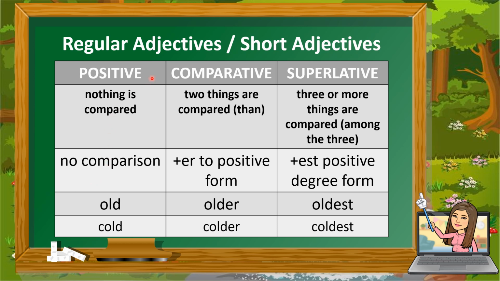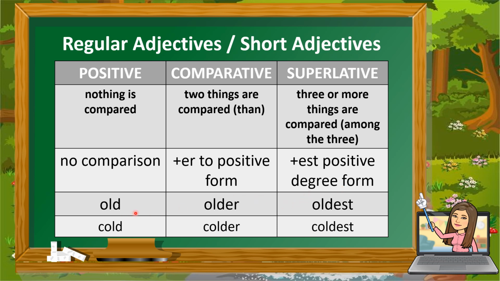Remember, in positive degree, there is no comparison. You're not going to add anything at the end of the adjective, all right? So in comparative degree, children, if it is regular or short adjectives, you are going to add er at the end of the adjective, all right? Next, superlative degree, you are going to add est at the end of the positive degree form.